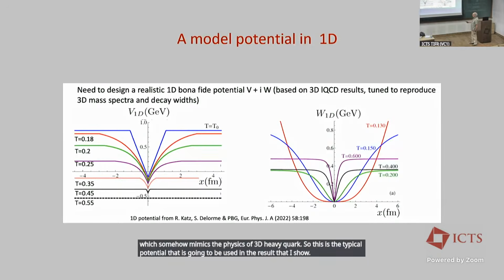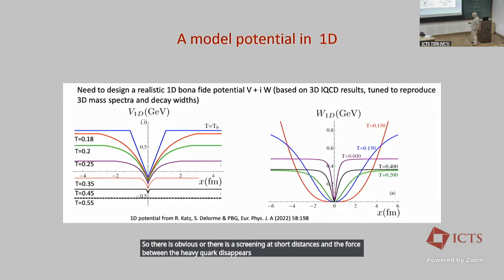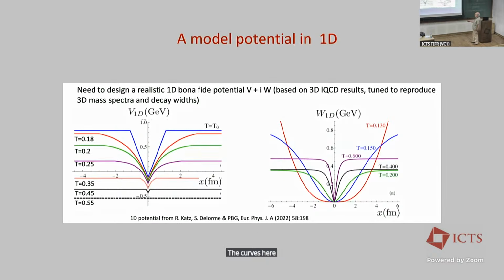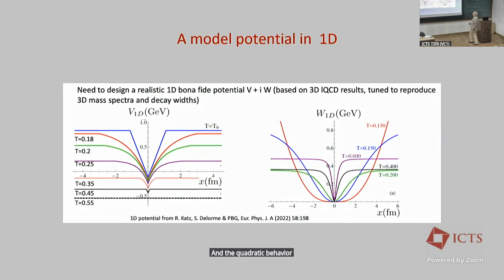This is the typical potential that is going to be used in the results that I show. This is the real part of the potential. There is a screening at short distances, and the force between the heavy quarks disappears at long distances depending on the temperature. The various curves represent the temperature: 180 MeV, 200 MeV, etc. And this is the imaginary part of the potential. It has similar features and a singular quadratic behavior near the origin.